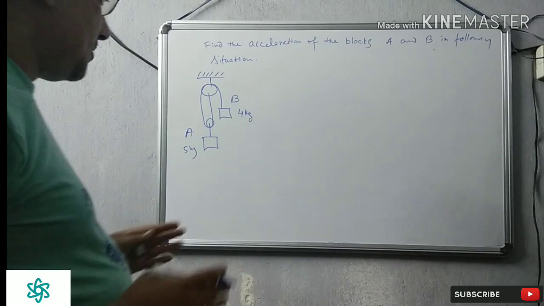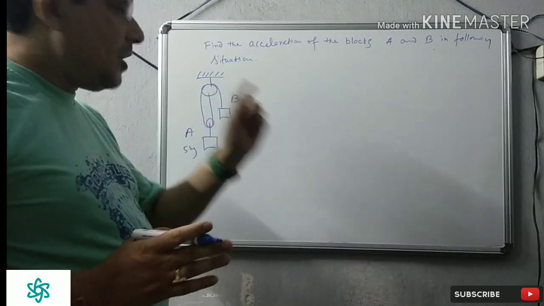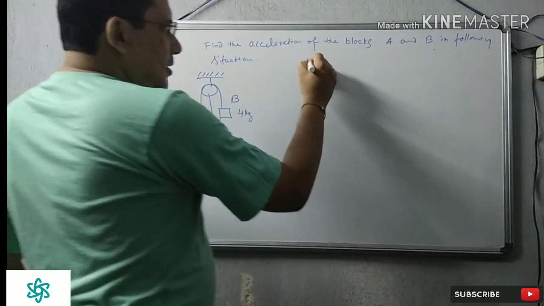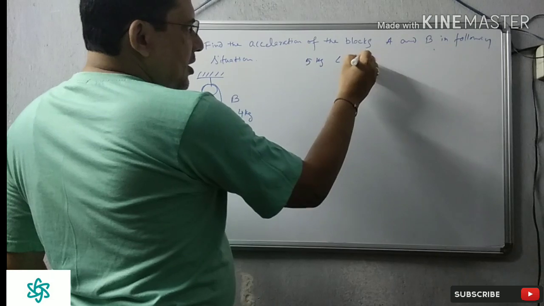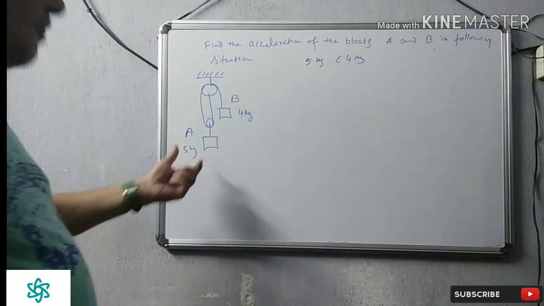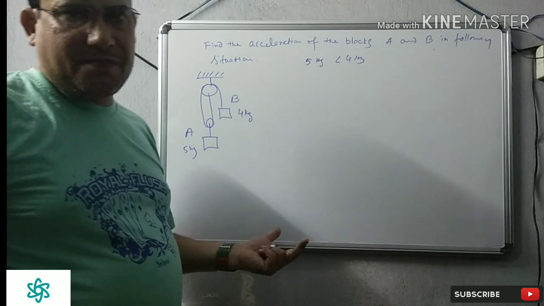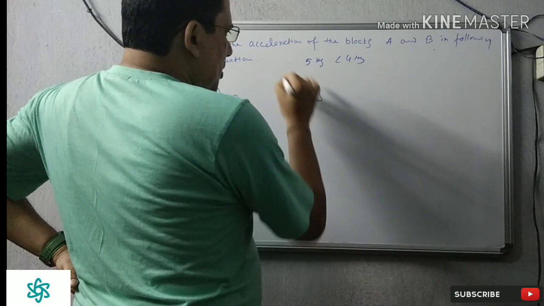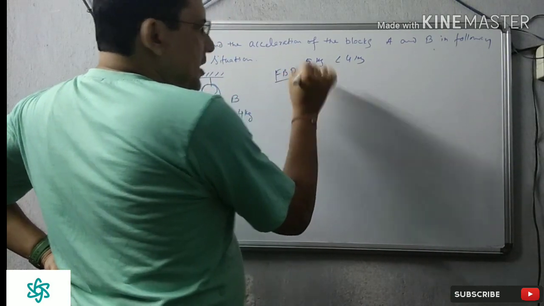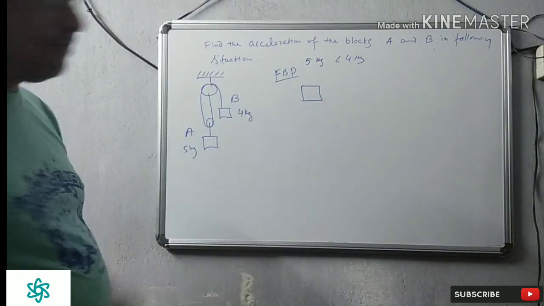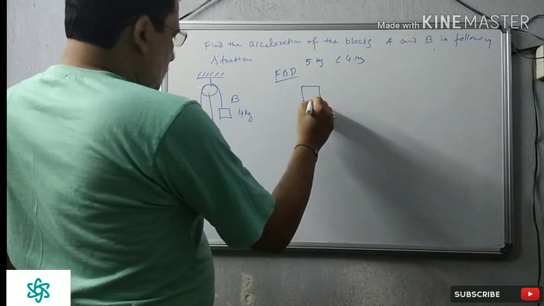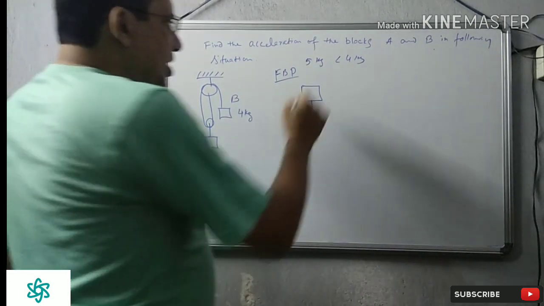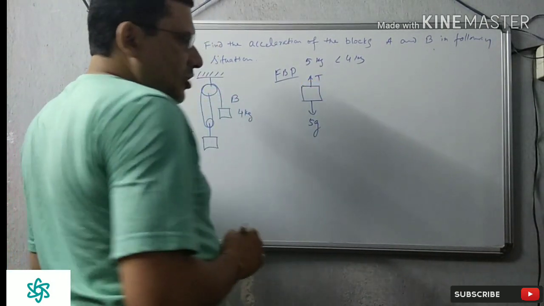So at first we have to draw the free body diagram of each block. First of all, 5 kg is greater than 4 kg. Now let the 5 kg act in the downward direction. So what is the free body diagram of block A? Free body diagram of block A: 5g is acting in the downward direction and tension T acting in the upward direction.